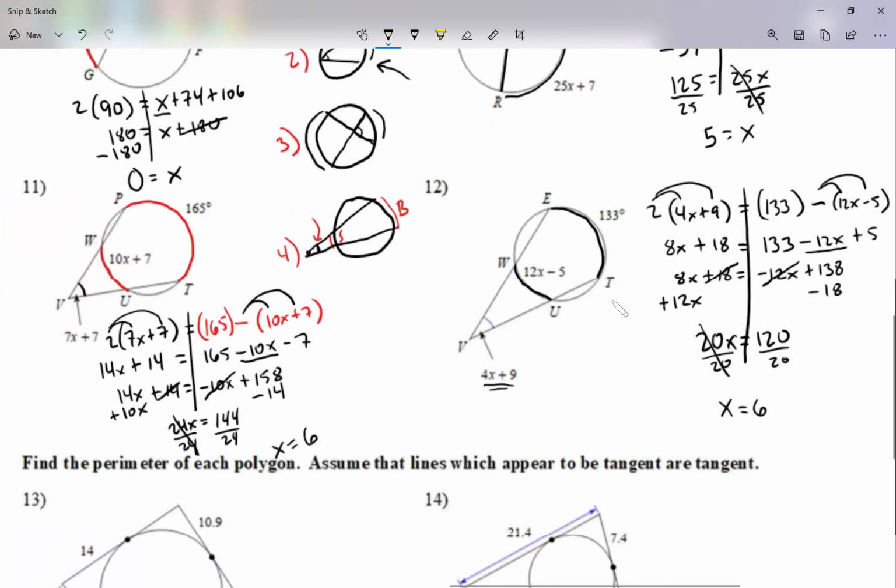Let me show you guys again what we did. We started with the angle times 2. And then we went the big arc minus the small arc.